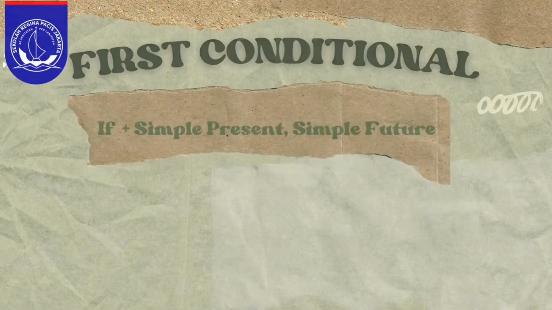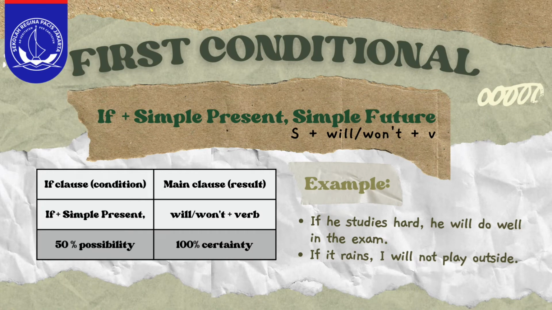The structure is if plus simple present, simple future. Can be seen in the table for if plus simple present is in the if clause or condition with 50% possibility. And for the simple future, it is in the main clause or result with 100% certainty. So for the if clause or condition, if this thing happens, and the main clause or result, that thing will happen. For example, if he studies hard, he will do well in the exam. If it rains, I will not play outside.